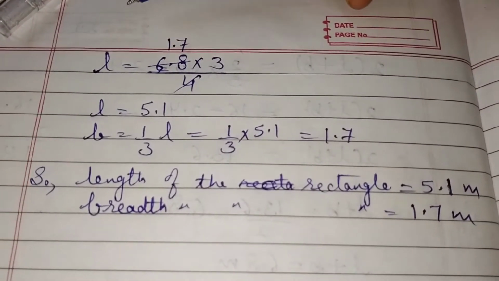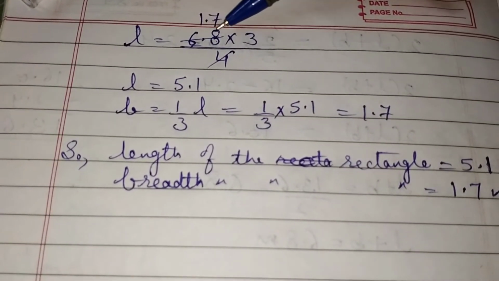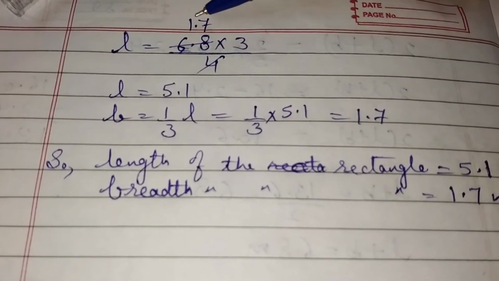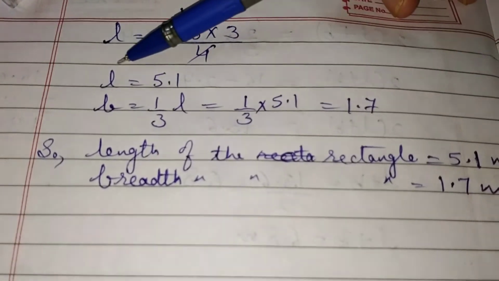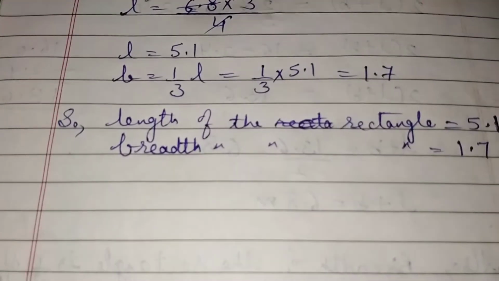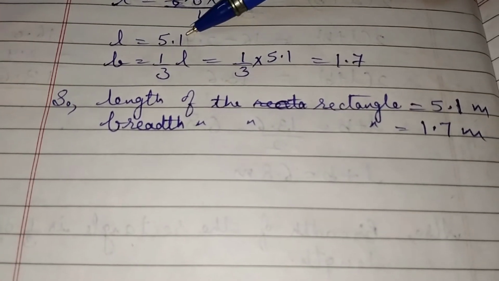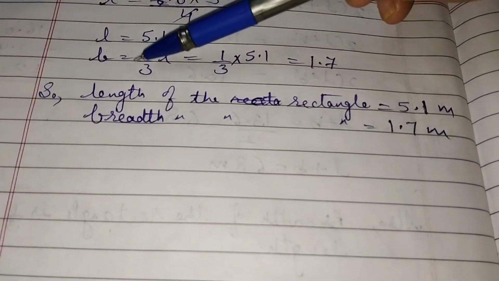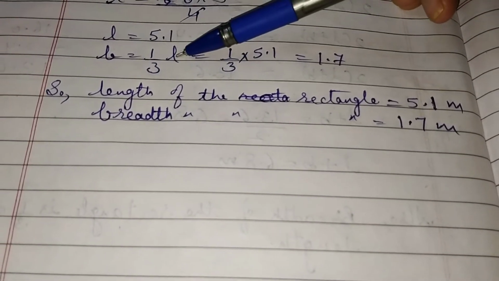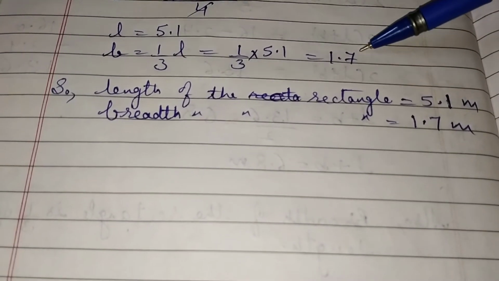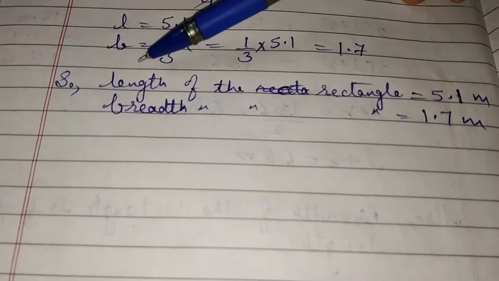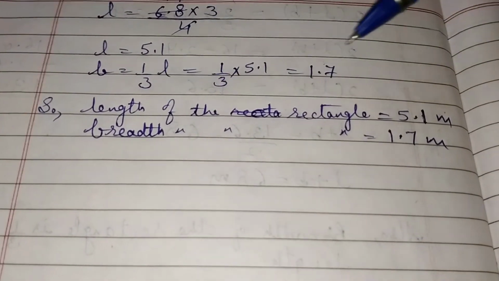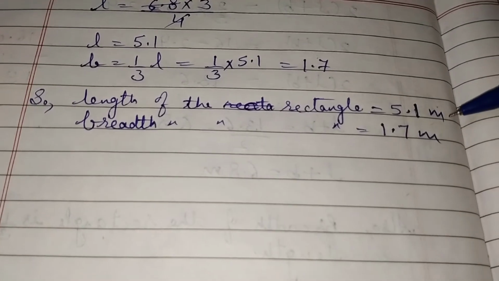Now L is equal to 6.8 multiplied by 3 by 4. After cancellation we will get 1.7. Now L is equal to 5.1. We will put this value in B: B is equal to 1 by 3 into L. Here we will put the value of L, and by this we can get the value of B also. Here we found the length of the rectangle is 5.1 meter and breadth is 1.7 meter. In this way you can do this question.